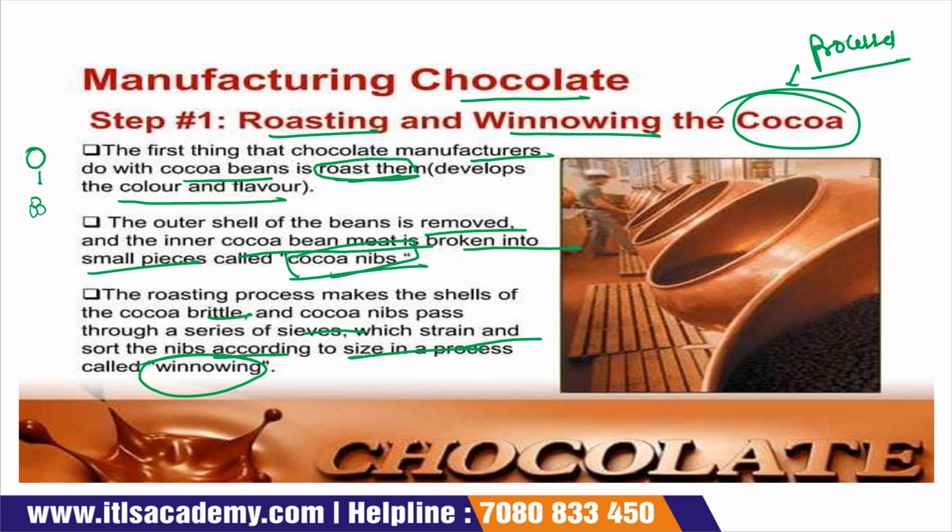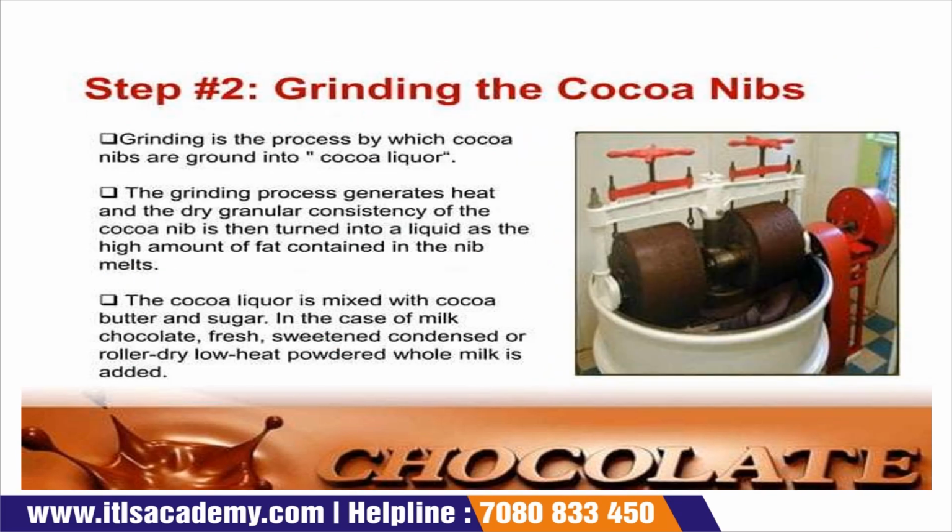Now come to the next slide. Grinding the cocoa nibs. Once the cocoa nibs are obtained by removing the outer covering, these cocoa nibs are ground. And when the cocoa nibs are ground, they are converted into cocoa liquor.